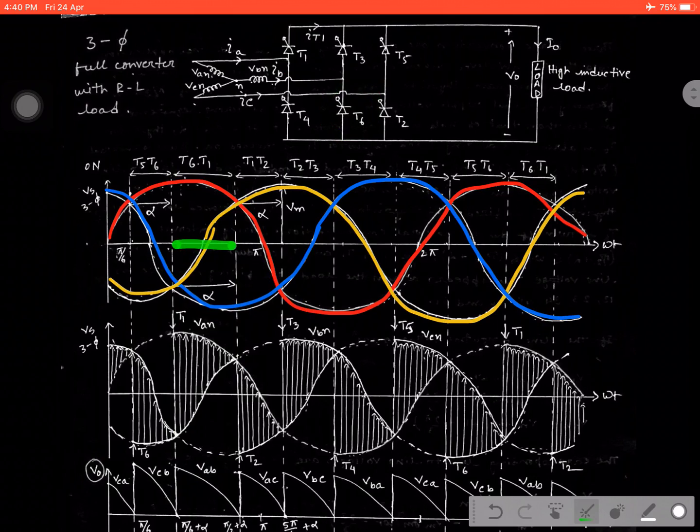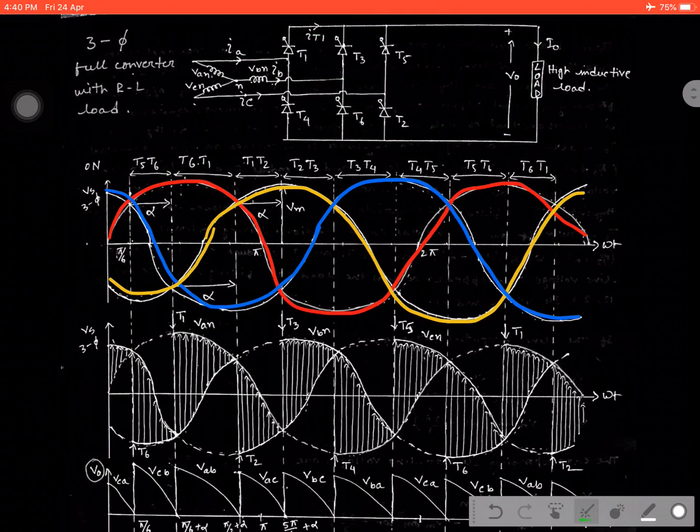Just crossing this particular region where T1 and T6 were in conducting state, what happened? In this particular case, VAN is greater than VBN. Then both thyristors T1 and T6 were in forward conduction state. As this one is greater than this one, current tries to flow in this direction, that is why both the switches were in conducting state, forward biased.